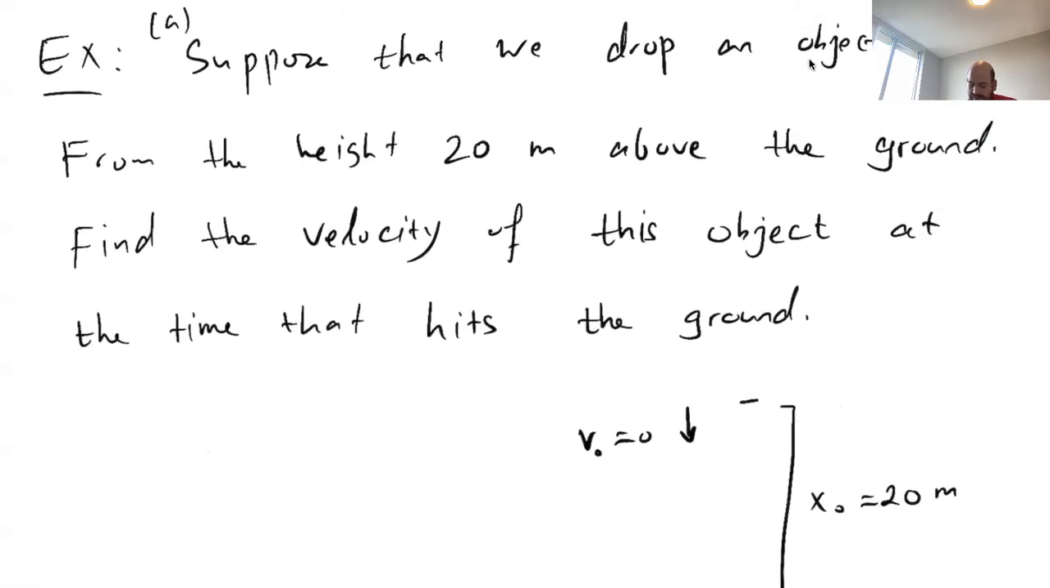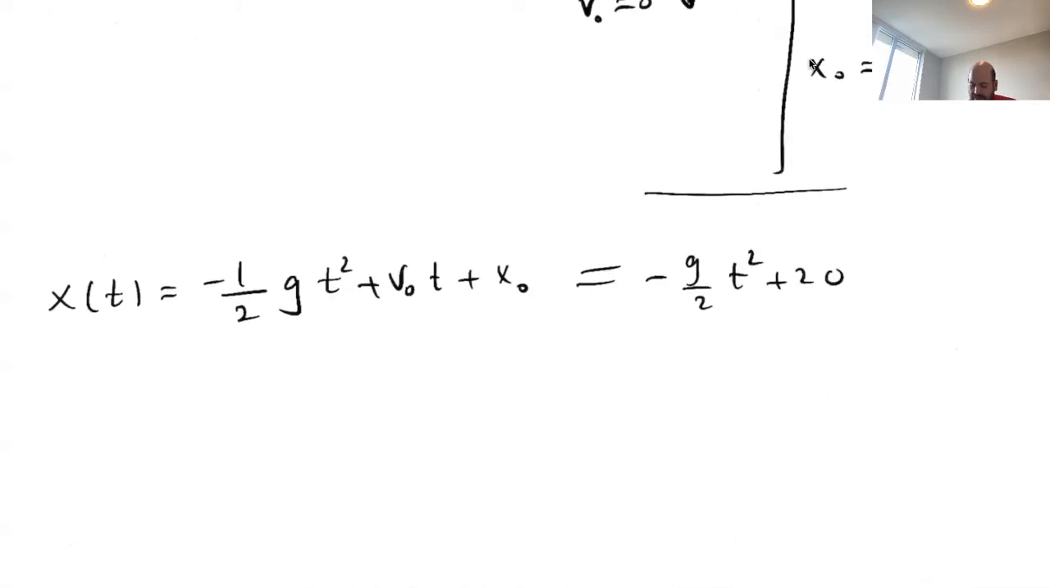So for simplicity, let's assume that g is almost 10 meters per second squared. So let's assume g is 10. Then this is minus 5t squared, right? Because it's minus g over 2 t squared, and g is almost 10. So this is minus 5t squared plus 20.